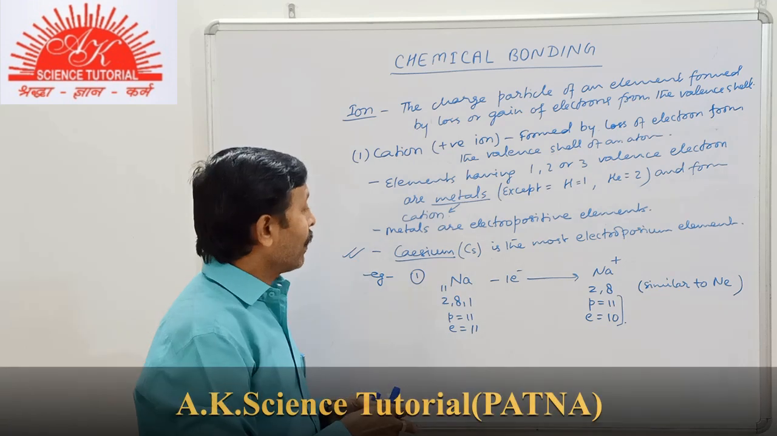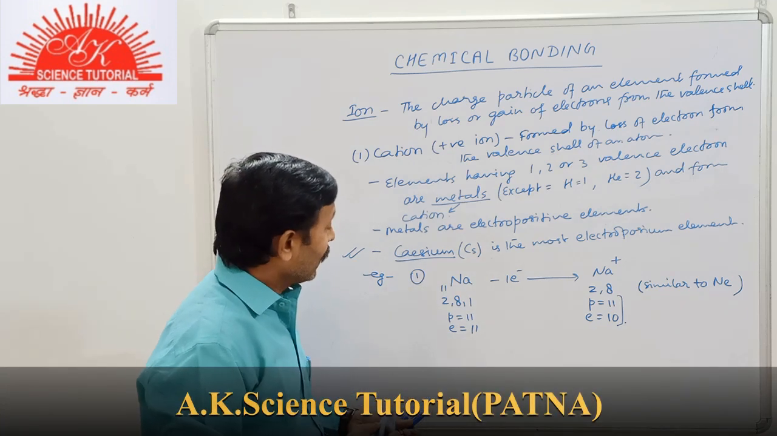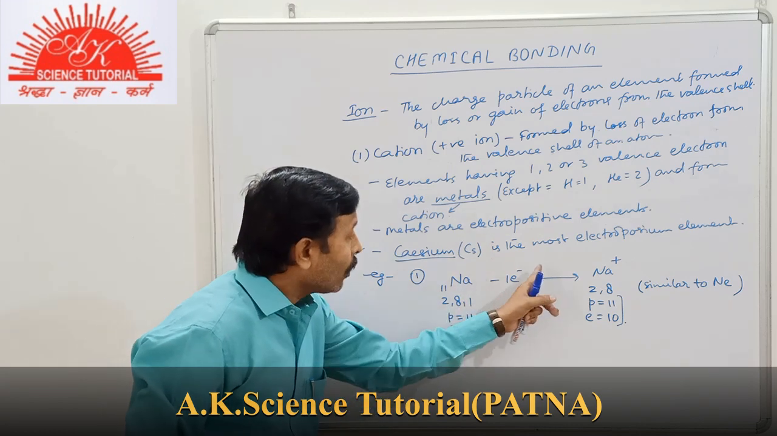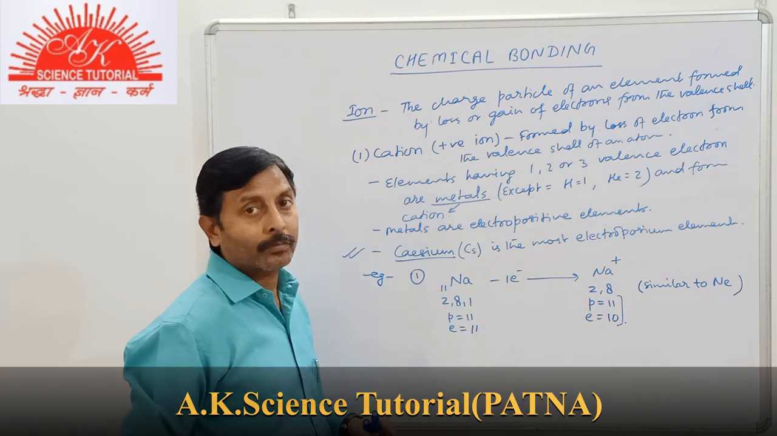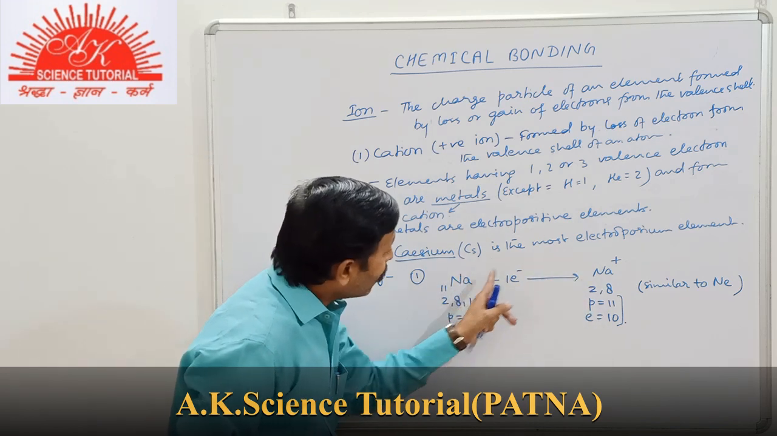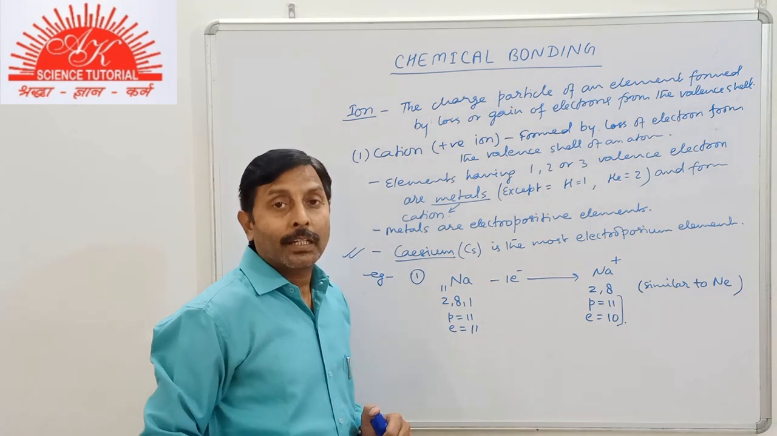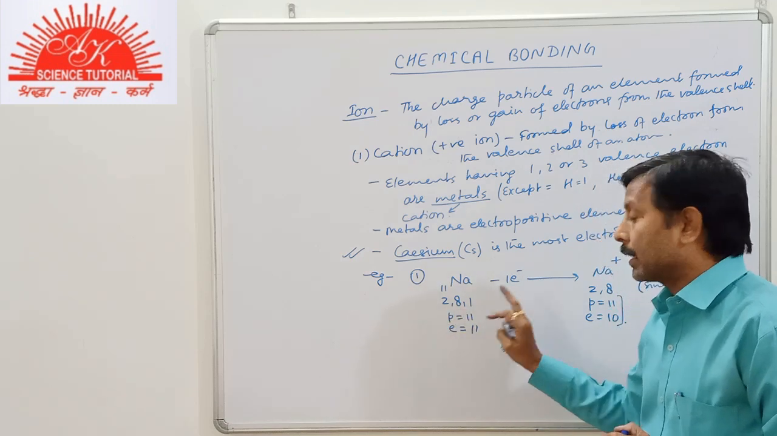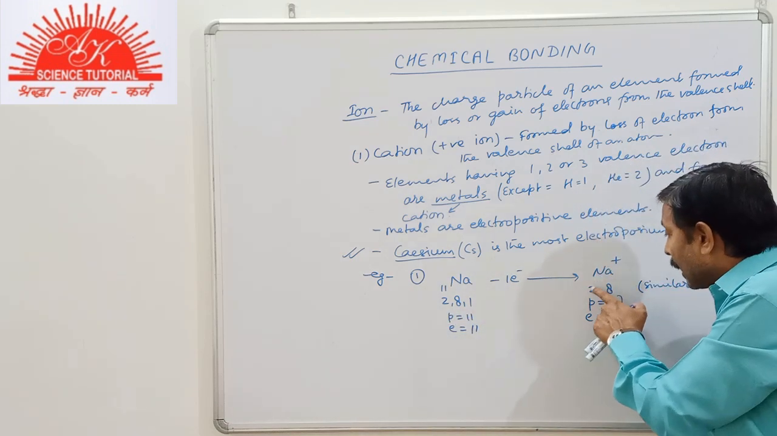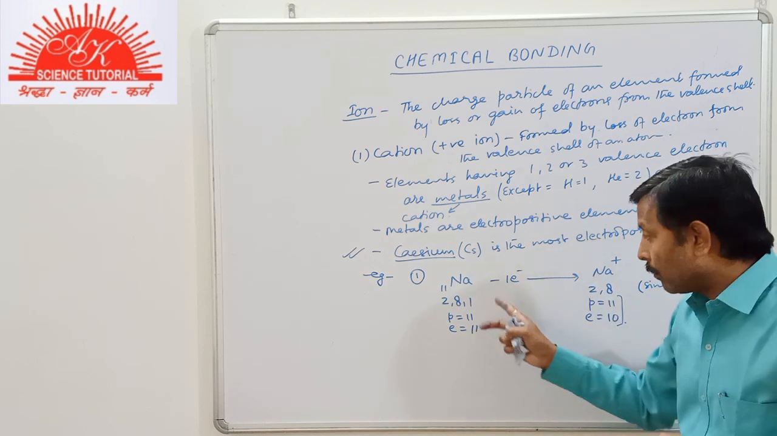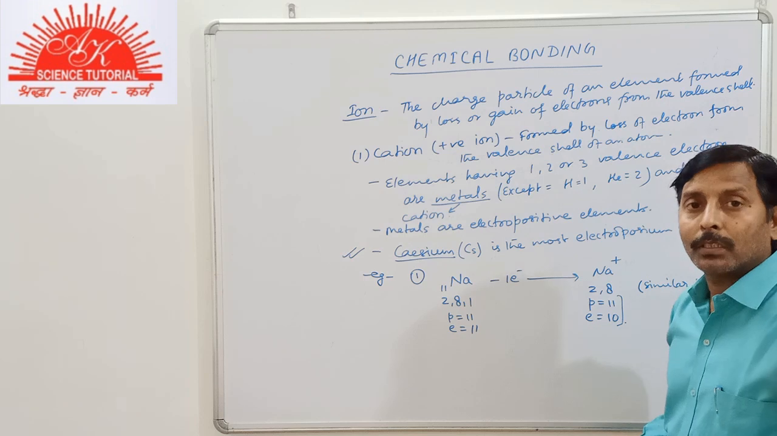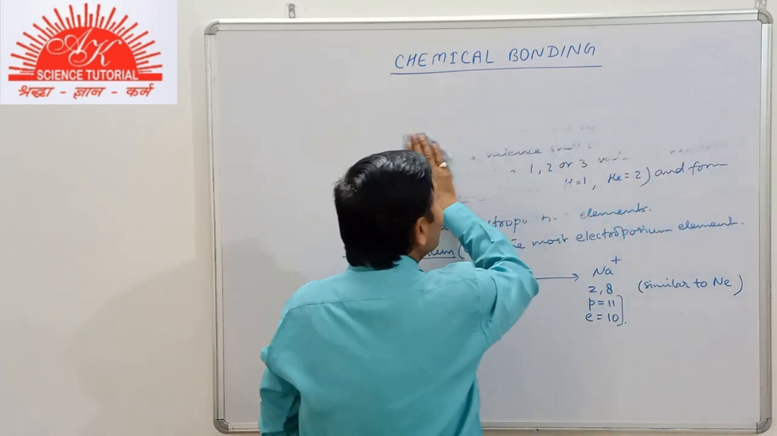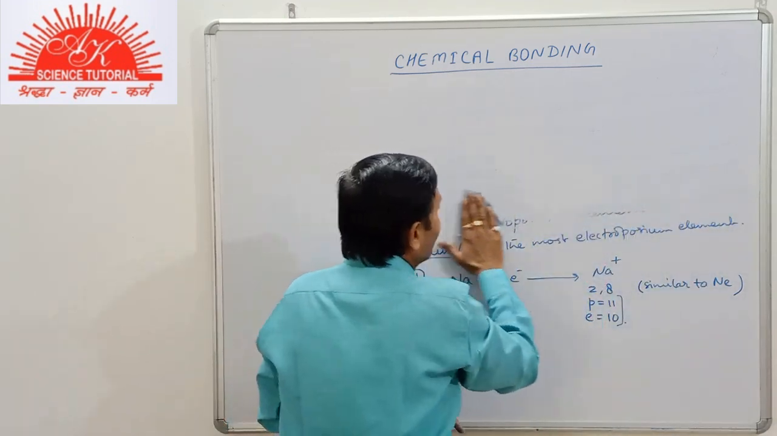Now one more thing you can remember here. If you compare the size of the atom and the cation, which one of them will be bigger? You will clearly observe that the sodium atom has 3 orbits, but the Na plus ion has only 2 orbits. So which is bigger? It must be the sodium atom. So we can say, students, that an atom is bigger in size than its cation.